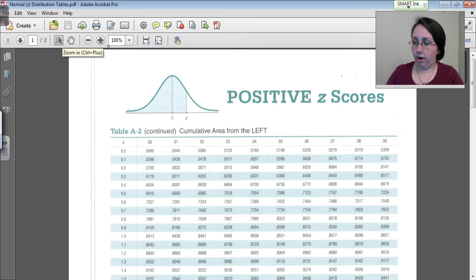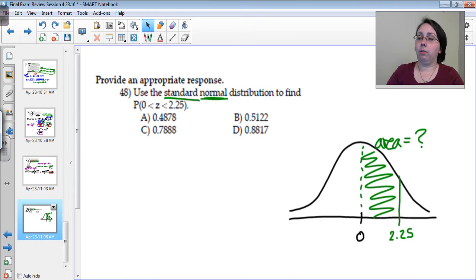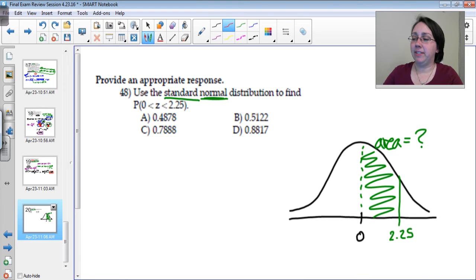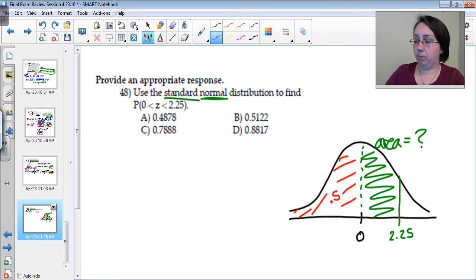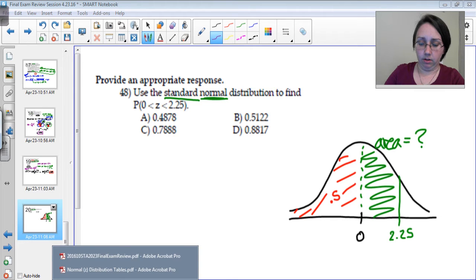Alright, so which one are we going to look up on the table? 0 you already know. 0 is exactly halfway, so what's half of a bell curve's area? 0.5. The whole bell curve is 1, so half of a bell curve is 0.5 area. So this area here is 0.5. Is that what you're looking for? No. So let's look up 2.25 and see what we get.